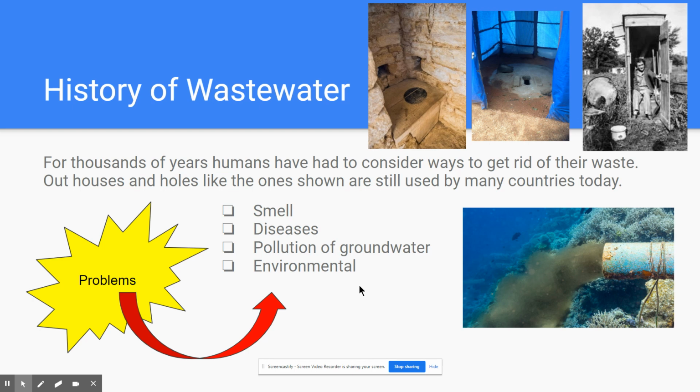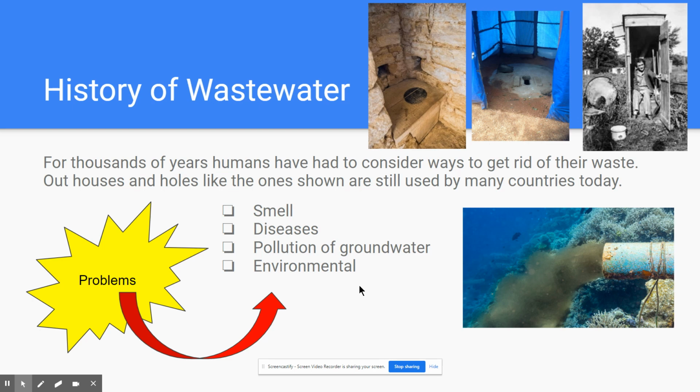Also, we know what groundwater is. We know that water infiltrates into the ground. Just imagine putting your waste into the ground and then it raining, and that water infiltrates into the ground where your waste is. You can visualize what would happen there. It would pollute the groundwater. And then the other big problem is environmental.